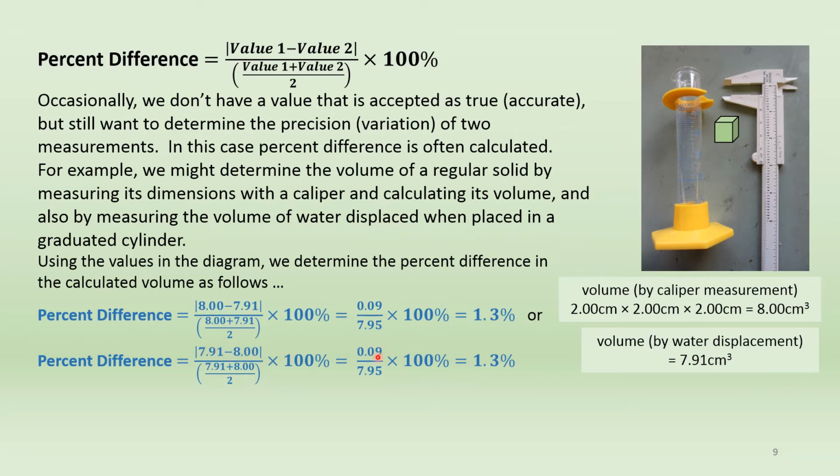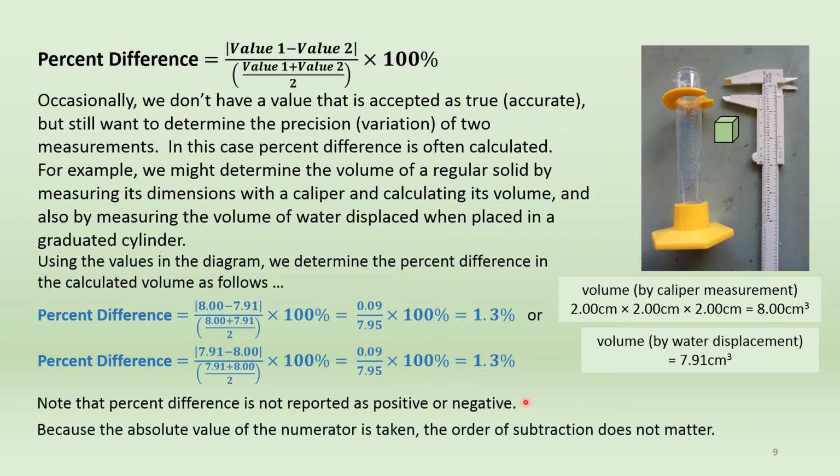It's still 0.09. Likewise, the denominator is going to stay the same regardless of the order in which the terms are added. Again, 1.3%. So note that percent difference is not reported as positive or negative, and because the absolute value of the numerator is taken, the order of subtraction does not matter.